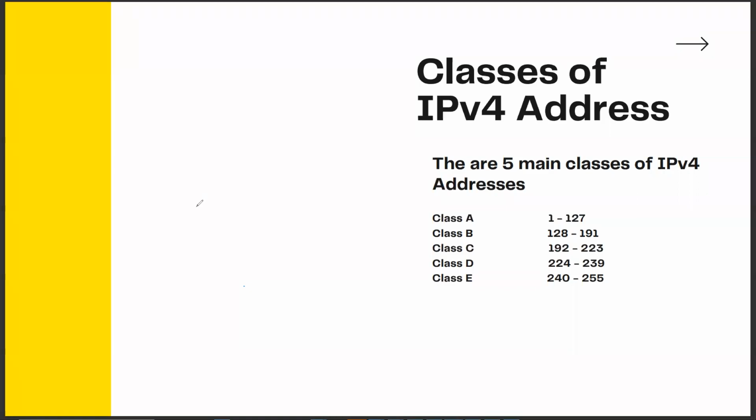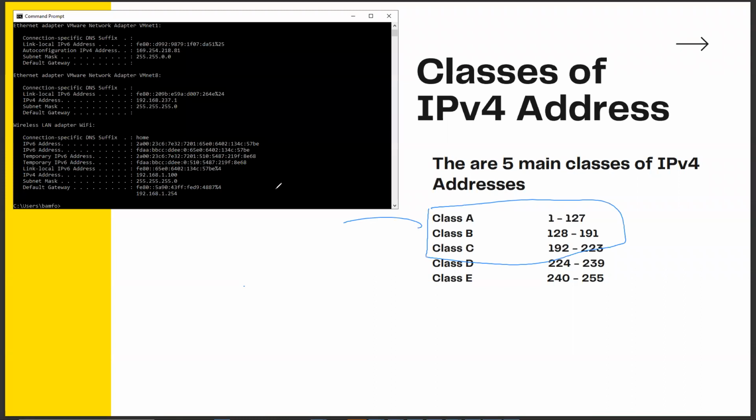So from class A, B, C, D, and E, classes A to C are the ones you normally find within a network. In your network, you see some computers having an IP address. Earlier on, I showed you the IP address of my computer, which was 192.168.1.100, which is a class C address.